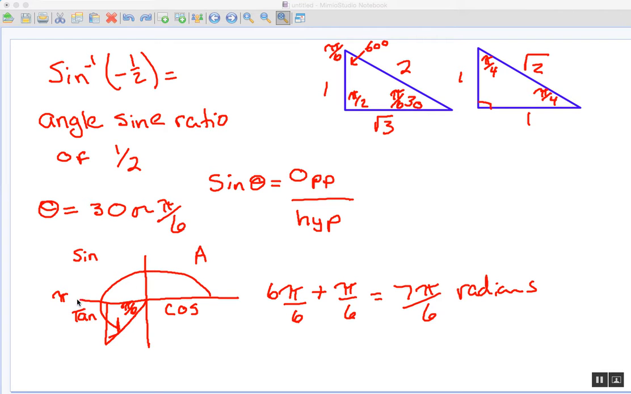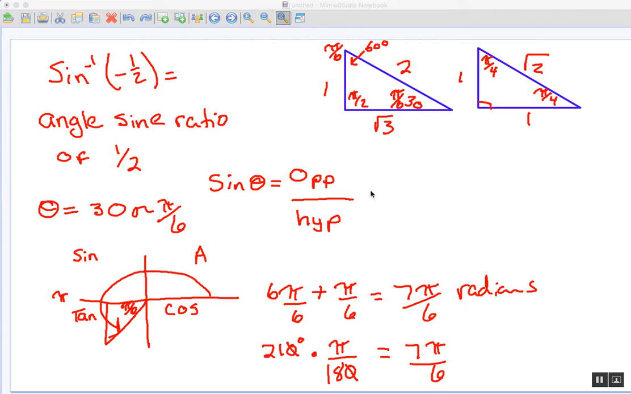If you were working in degrees, this would be 180 plus 30, which is 210 degrees. And anytime you want to convert degrees to radians, you just multiply by pi over 180. So now I'm going to simplify my fraction. Both are divisible by 10. 3 goes into both of these. So again, back to 7 pi over 6.